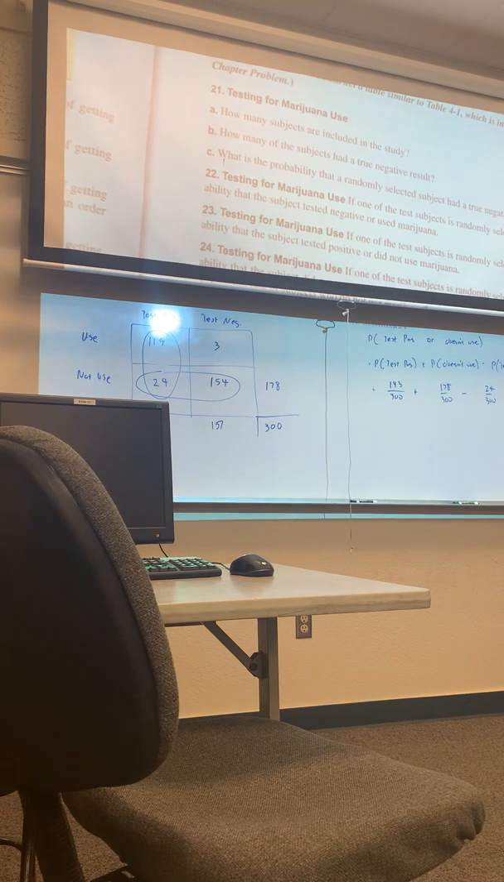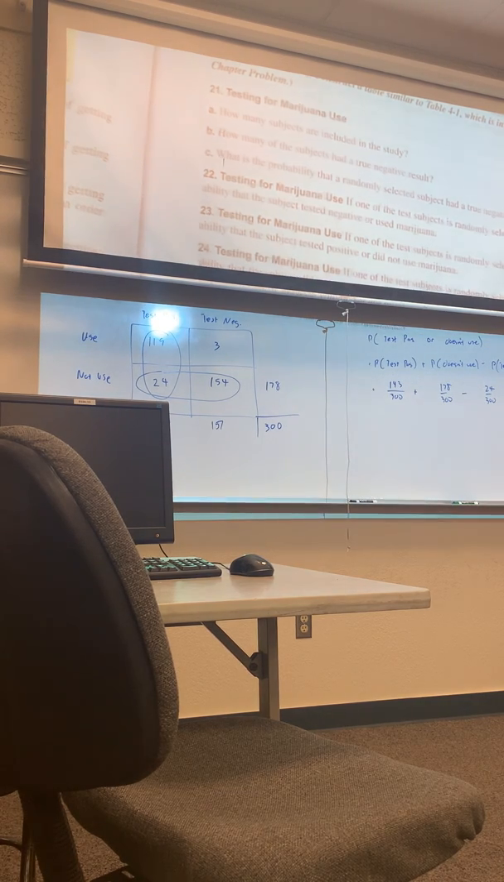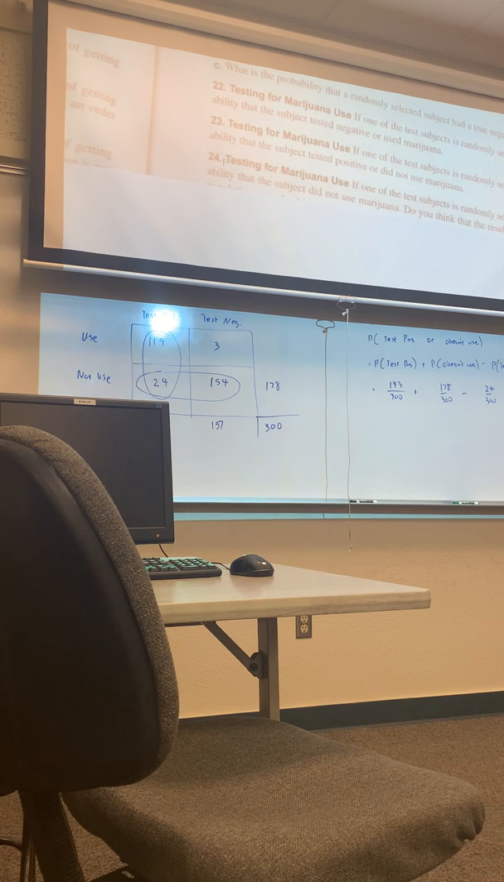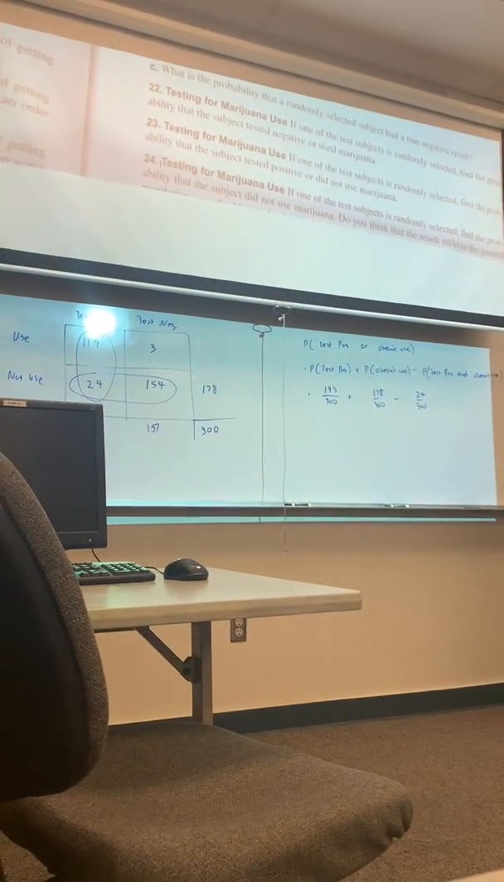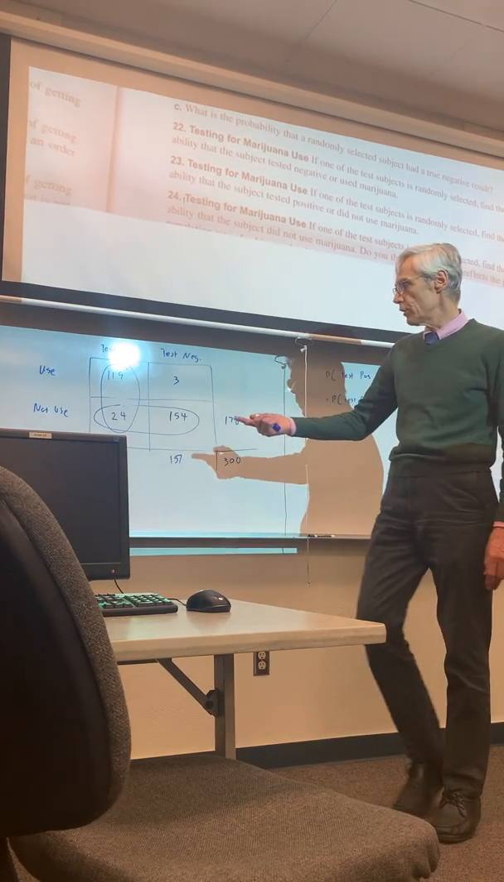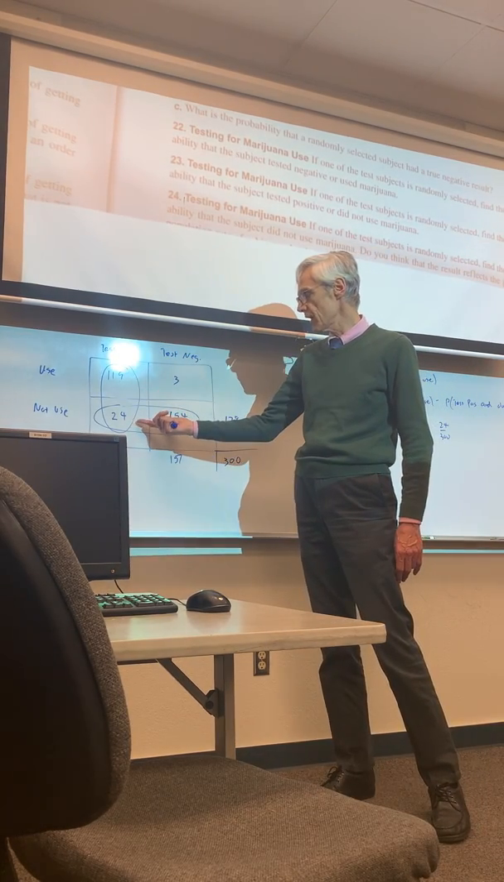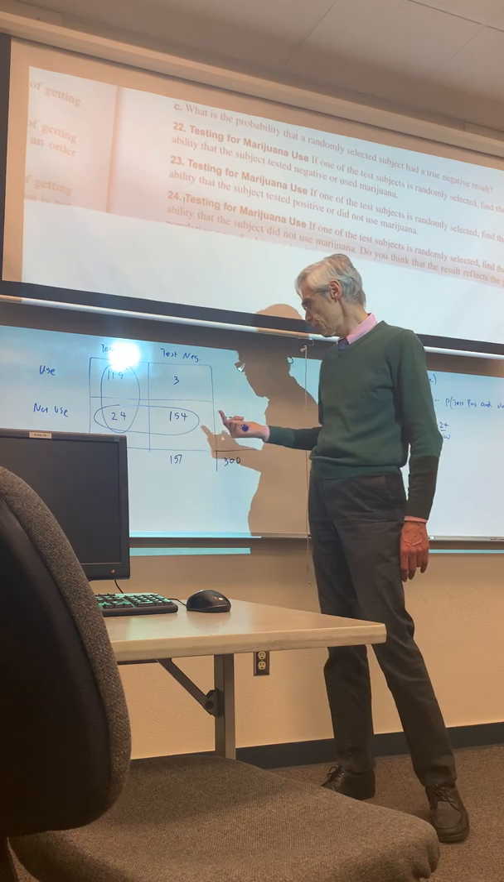If one of the subjects is randomly selected, find the probability the subject did not use marijuana. What is that? Should it be 178? Yeah, that's 178. If one is selected at random, the probability they don't use, so we're ignoring the test positive or negative, it's just the sum of these two over 300.